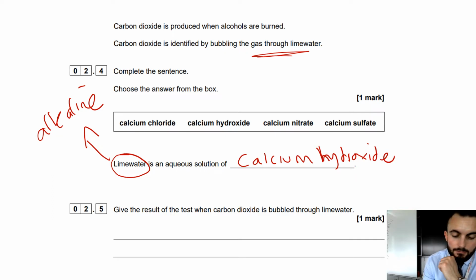Next one, give the results of the test when carbon dioxide is bubbled through lime water. Once again, it's just your gas test that you've got to know. So you bubble carbon dioxide through lime water, it turns from clear to cloudy.